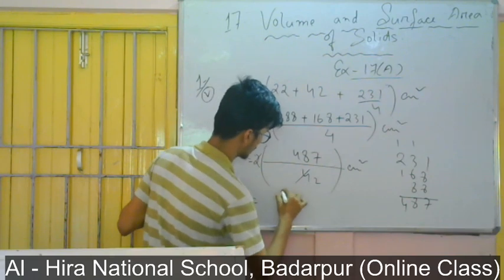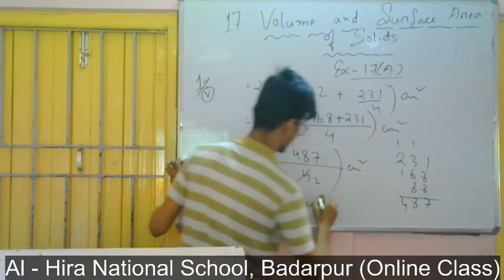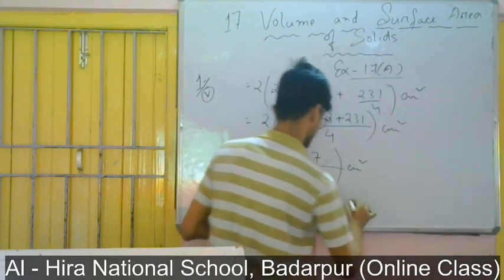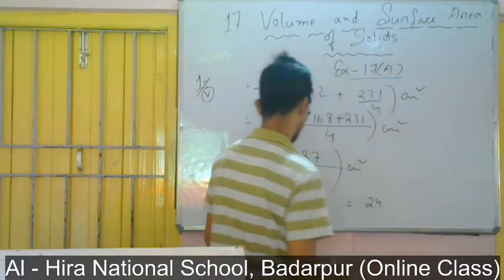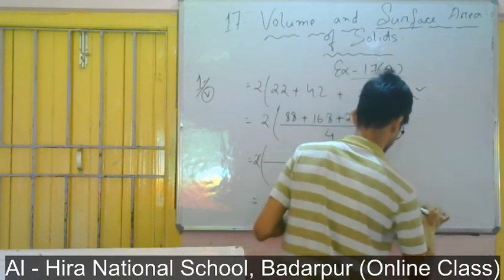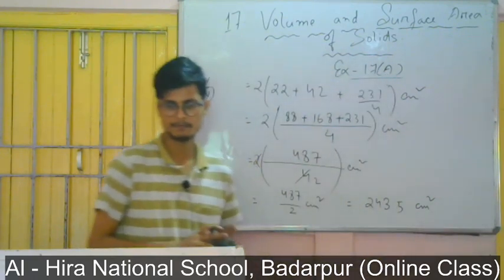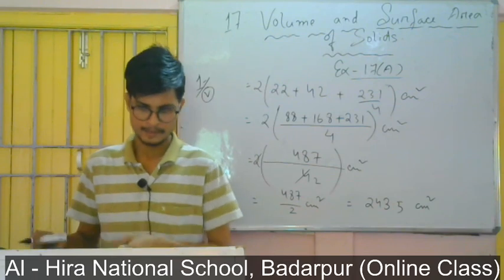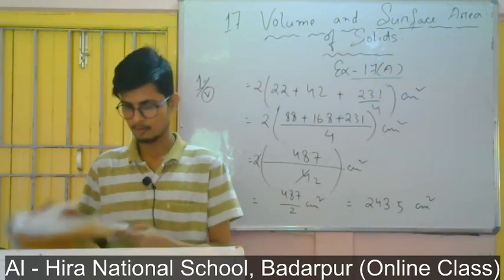So there are 2 left, that means 487 by 2 centimeter square. The answer will be simply, if I divide it by 2, 2 2s are 4, 2 4s are 8, then there 2 3s are 6, decimal, 2 5s are 10, 243.5 centimeter square. So the required surface area of the cuboid is 243.5 centimeter square. So now we will do question number 2.